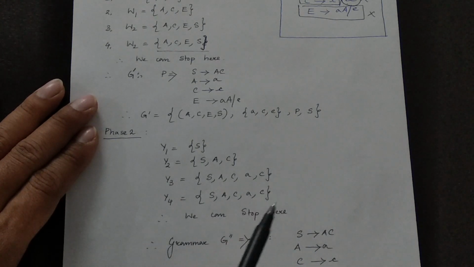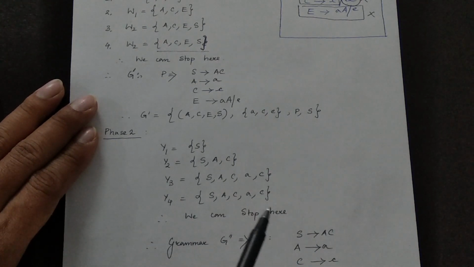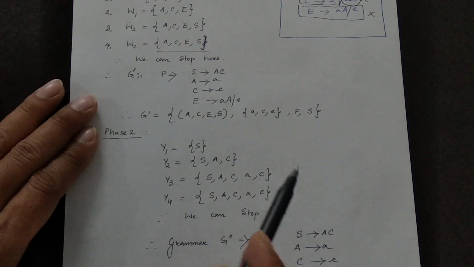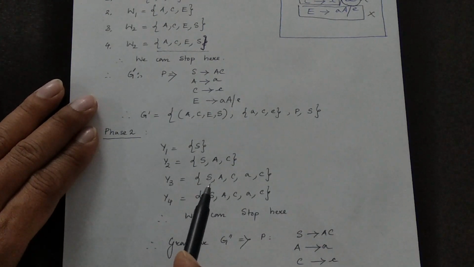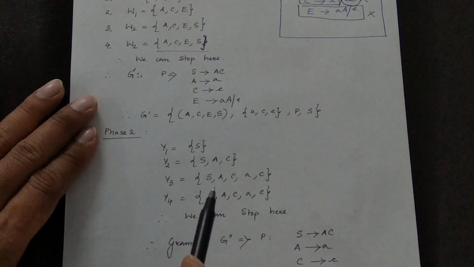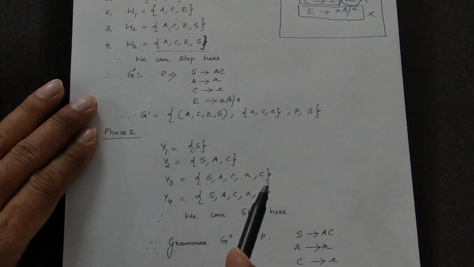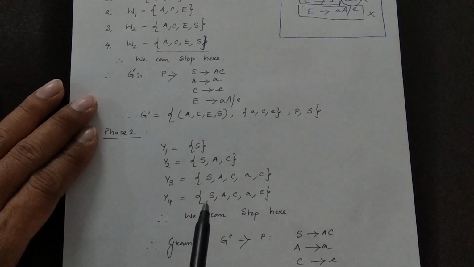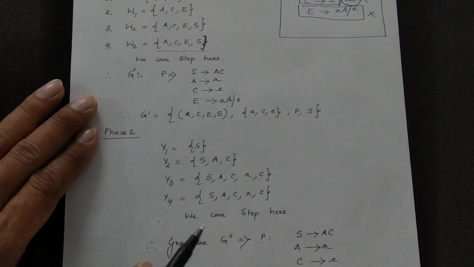Then again I will check in the next step. The same process I will continue now. If you get two similar steps, then stop there. Because if we check with these particular non-terminals and terminals, there is no other non-terminal symbol that can be derived from this. So this will be the final answer, correct? So we can stop here.